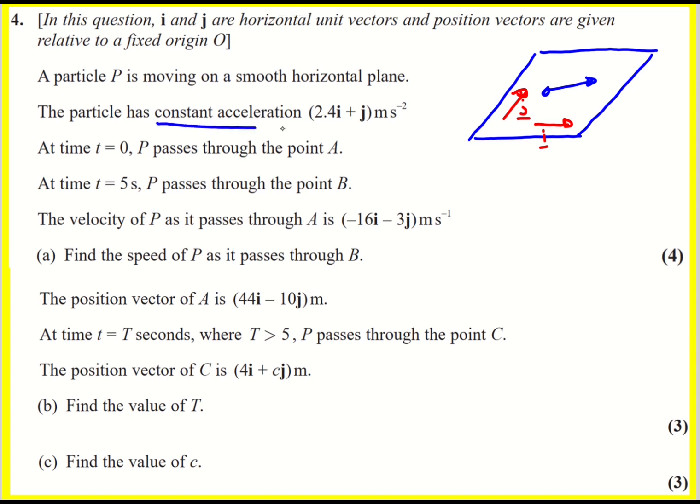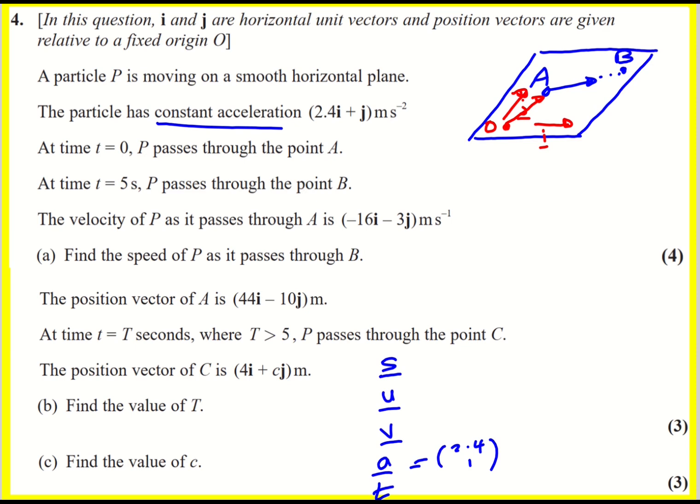So the key thing is, again, it's constant acceleration, so we can apply SUVAT, but this time in 2D. So a is going to equal 2.4i in vector form. And then when t is 0, it passes through A. Okay, so here's A, and then it's going to B. But we've got a fixed origin, which is maybe down here, so we're looking at vectors. We'll come into that in a minute.